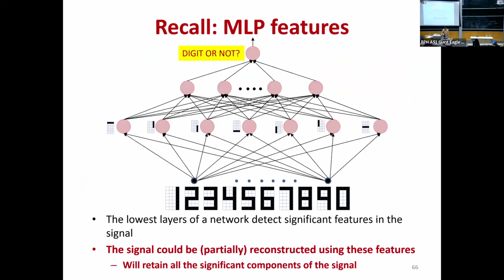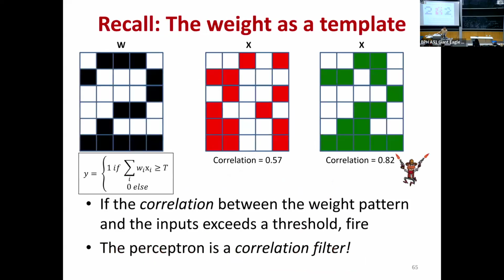So what this tells us is that if I have an MLP, the first layer neurons are just simple perceptrons. And again, we see that the perceptrons in turn are correlation filters. Their weights represent typical patterns that you expect the input to match. And the neuron fires if the input matches these weights.